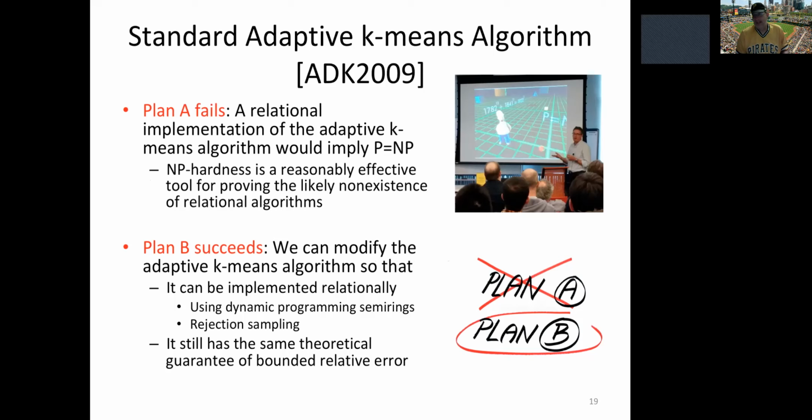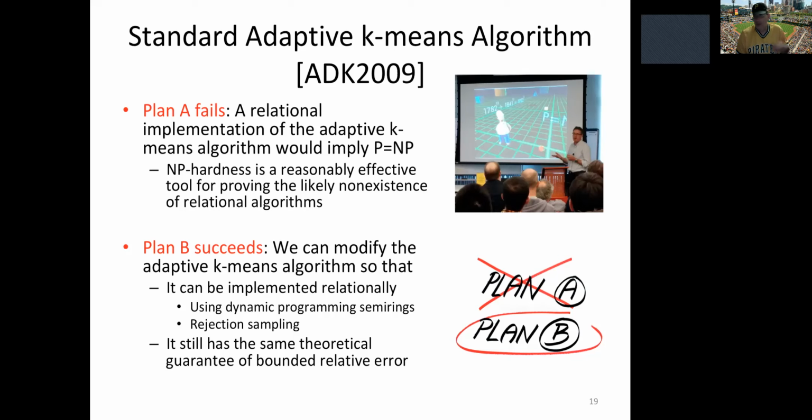Then the second k-means algorithm that we look at is the standard adaptive k-means algorithm. And there we prove that plan A cannot pan out, assuming that P doesn't equal NP. Okay, by showing that producing the same output as this adaptive k-means algorithm is NP-hard if the input is given to you in relational form. All right, so we can't expect to implement this algorithm.